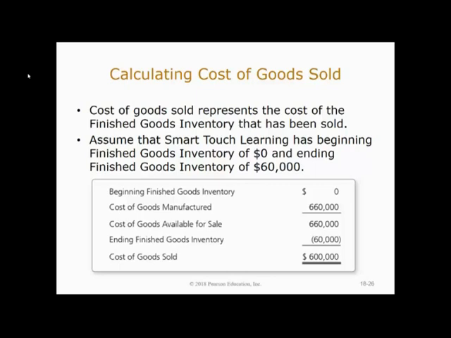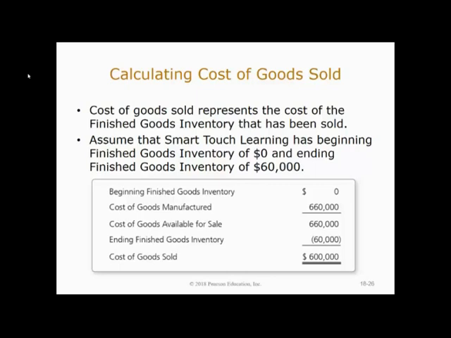And that is the Pepsi formula one more time. We already did it once for raw materials or direct materials inventory. We already did it for WIP. Now we got to do it for our third inventory classification, which is finished goods. So to figure out what your cost of goods sold are, you take your beginning finished goods inventory. Let's say the SmartTouch here had 0.